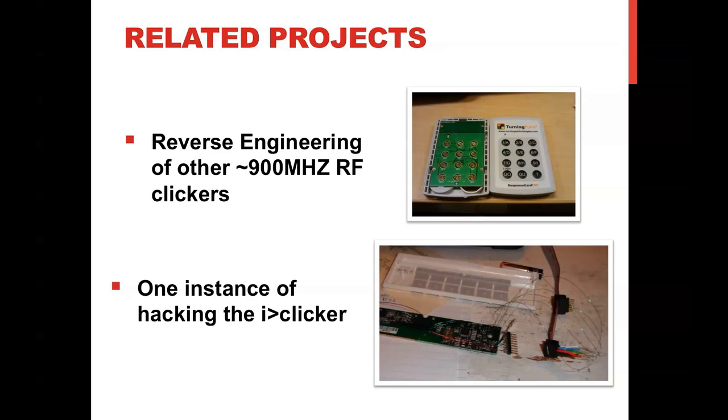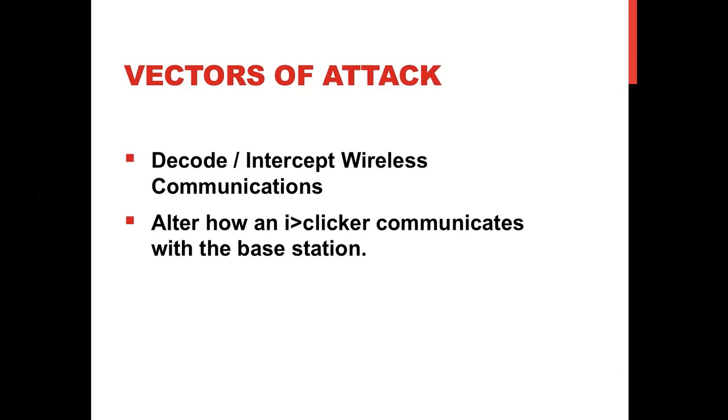So, we were able to find one instance of an individual reverse engineering, or attempting to reverse engineer, the iClicker, as shown in the second picture here. He claimed he was able to get his clicker to rotate through a various set of IDs. However, he only provided pseudocode snippets and no actual working examples, so we weren't sure if his claims were legitimate or not. So we decided to start from scratch, and we came up with 2 main vectors of attack.